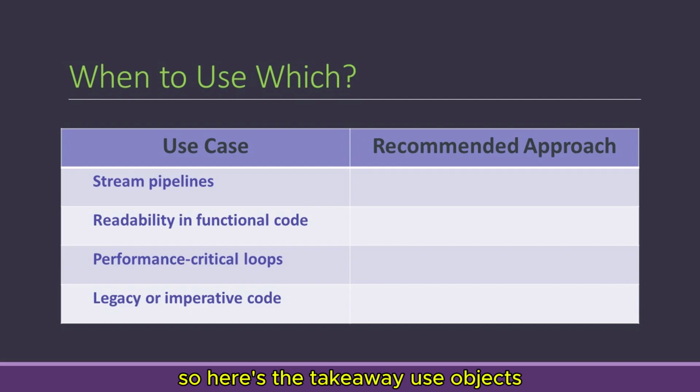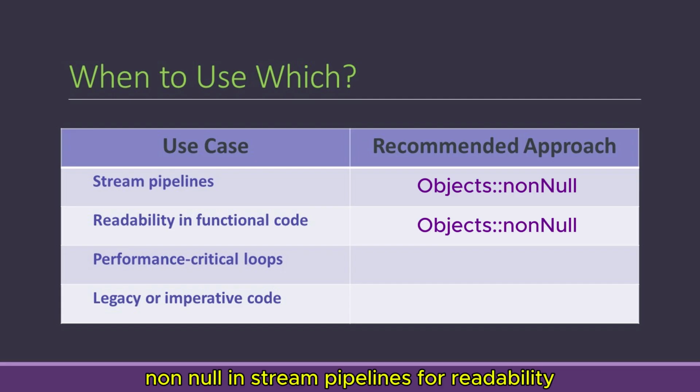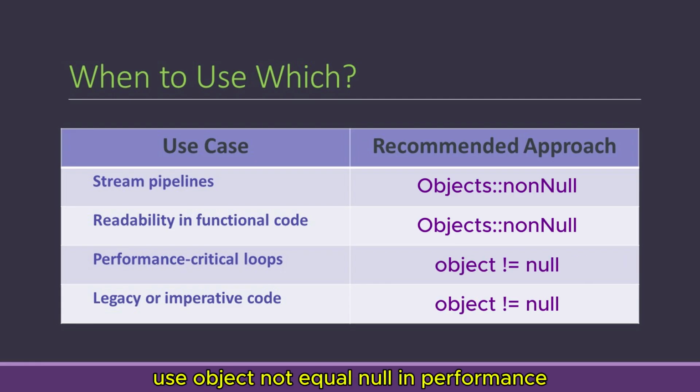So here's the takeaway. Use Objects.nonNull in stream pipelines for readability. Use object != null in performance-critical or legacy code. Both are valid. Choose based on context.